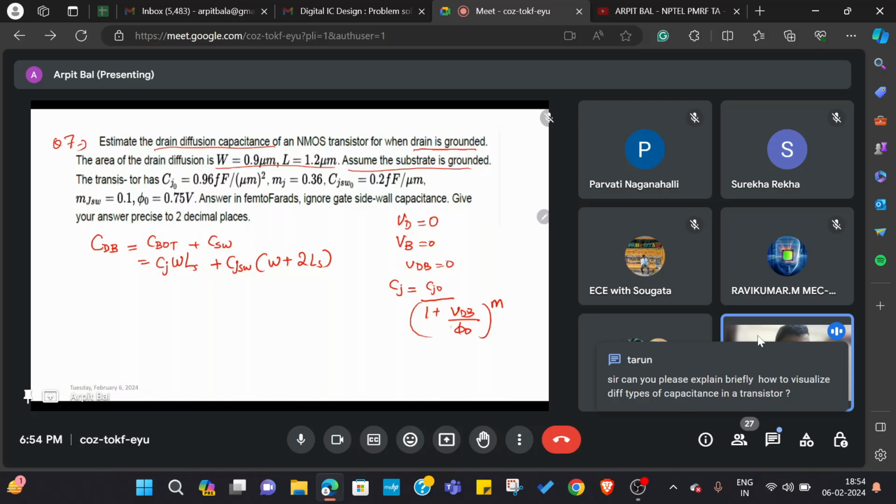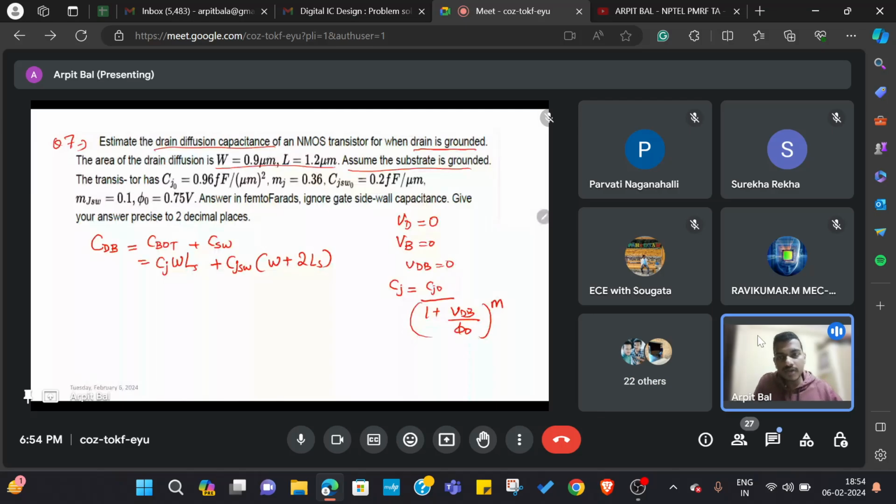how to visualize different types of capacitance in a transistor? Yeah, okay, sure. After covering questions 7, 8, 9, we have 2 more questions, and then I'll try to diagrammatically represent where the capacitance are present. Will that be fine? Okay.